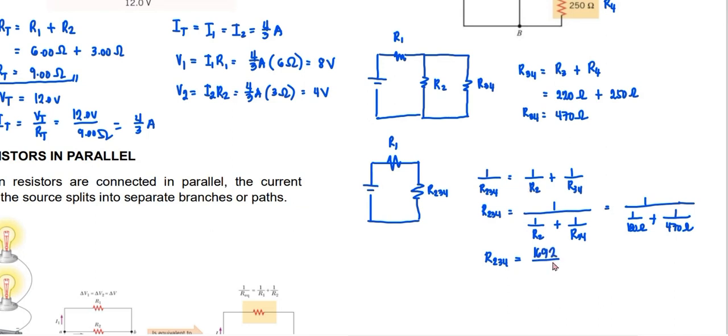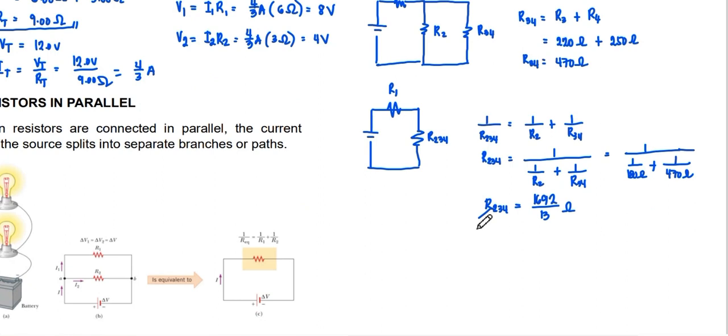1692 over 13 ohms. And then we are to find the total, let me show you, this is 24 volts. After which we combine R1 and R234 to get the equivalent resistance.